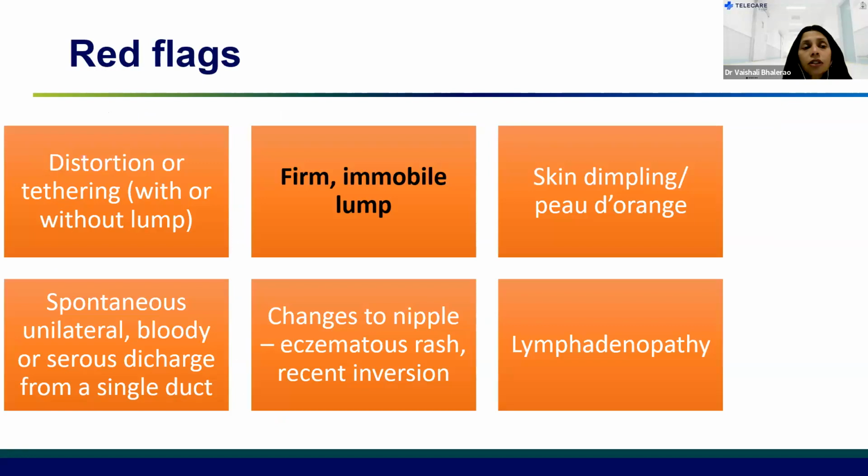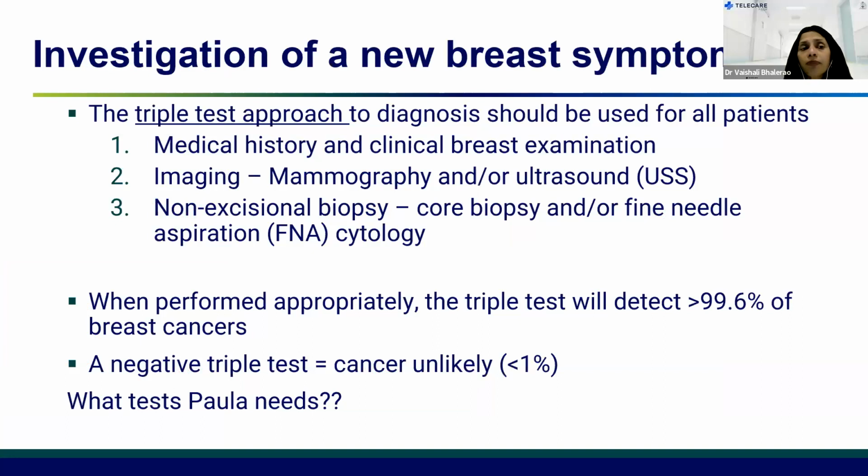Distortion or tethering with or without a lump, a firm immobile lump, skin dimpling or peau d'orange appearance, spontaneous unilateral bloody or serous discharge from a single duct, changes to the nipple, eczematous rash, recent inversion, and lymphadenopathy. So for investigation of a new breast symptom, a triple test approach to the diagnosis should be used in all patients.